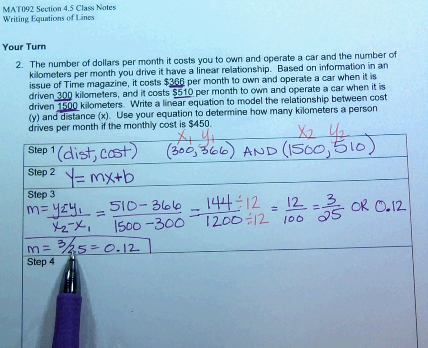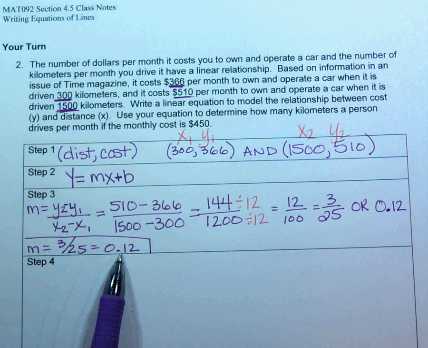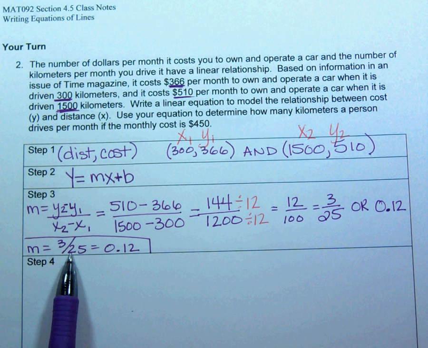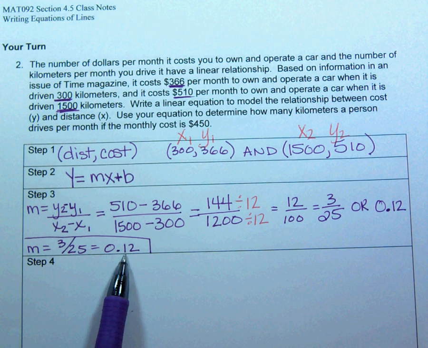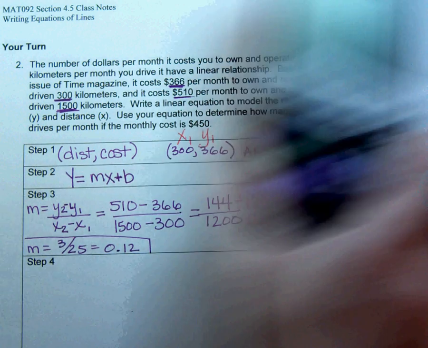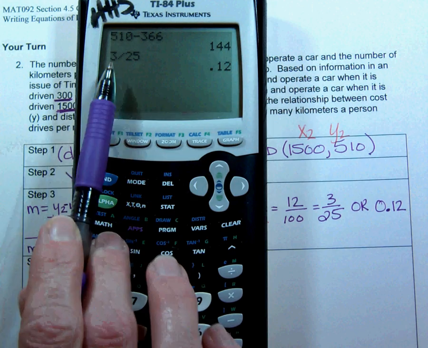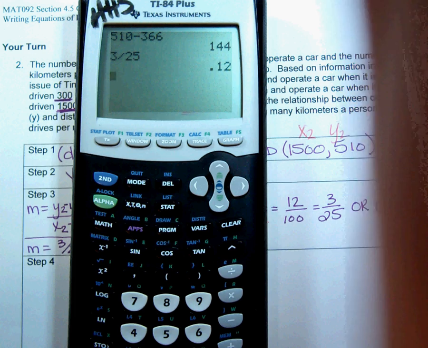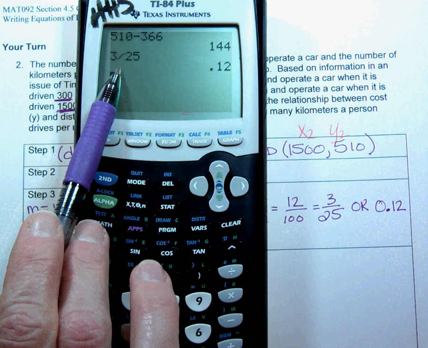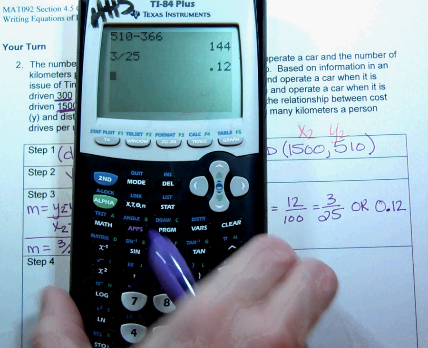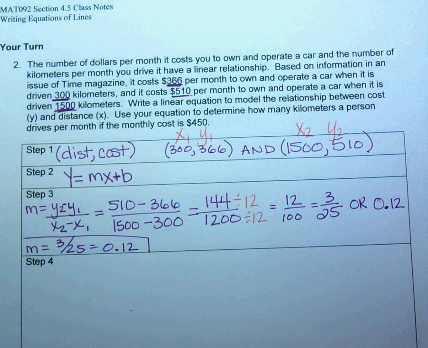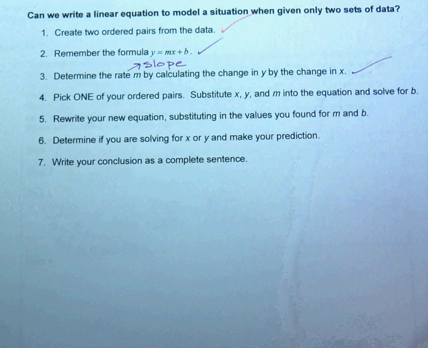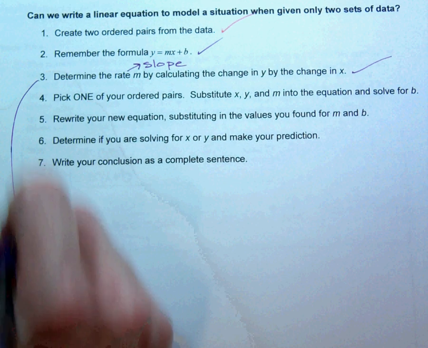Alright, so now that we know what the slope is, let's talk about what that slope means. And is it better to leave the slope, in this case, in fraction form, or do we want to leave it as a decimal? And if you're wondering where the 0.12 came from, I just divided. 3 divided by 25 gives me 0.12. Alright, before we move on to the next step, let's take a second and write down what the slope means.